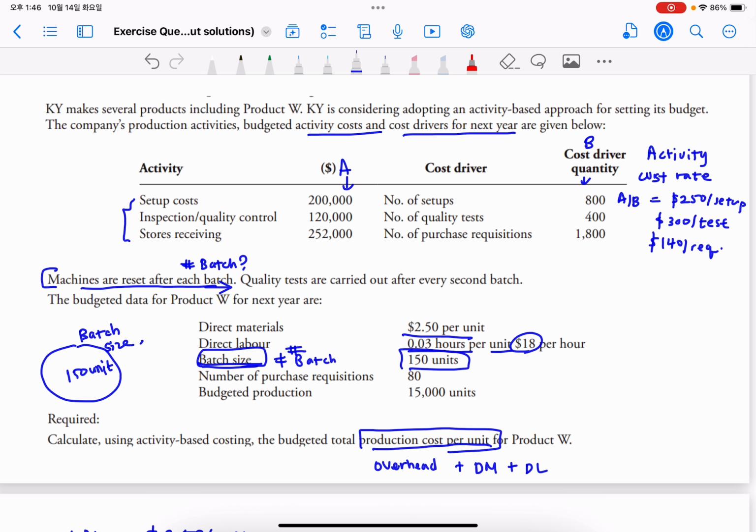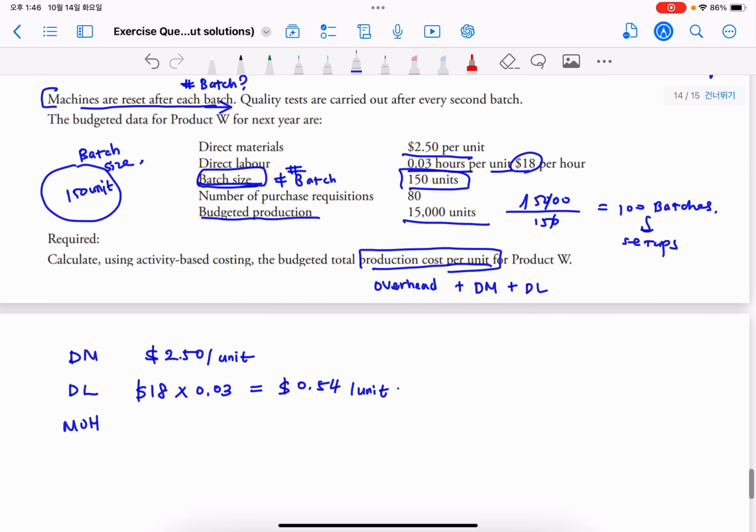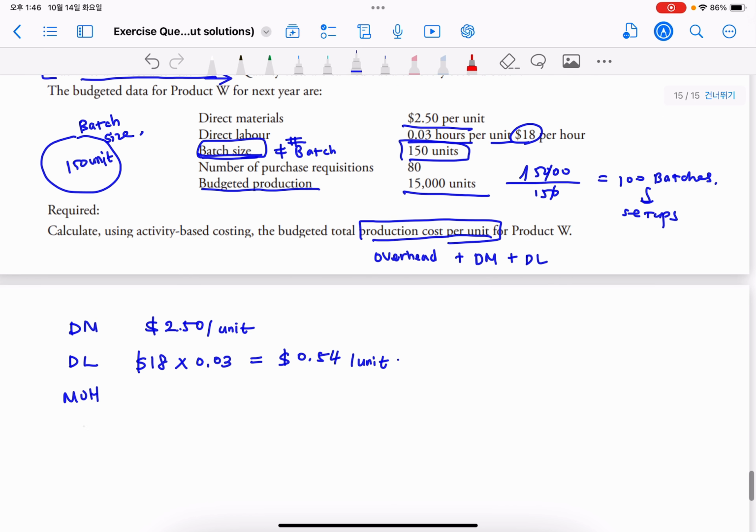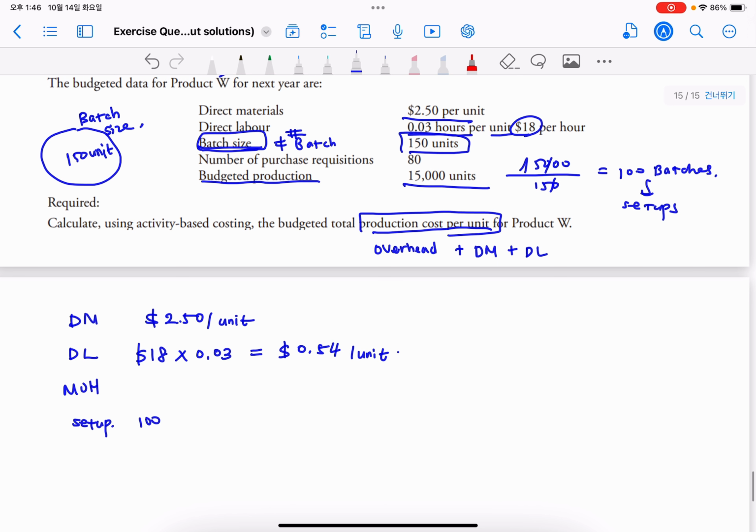Then, suppose there is a budgeted production of 15,000 units, the total number of batches is nothing more than scaling the 15,000 units by 150. That is 100 batches, right? So these are the number of setups for this product, right? Then let's move on to the setup cost. Okay, so there are 100 batches, right?